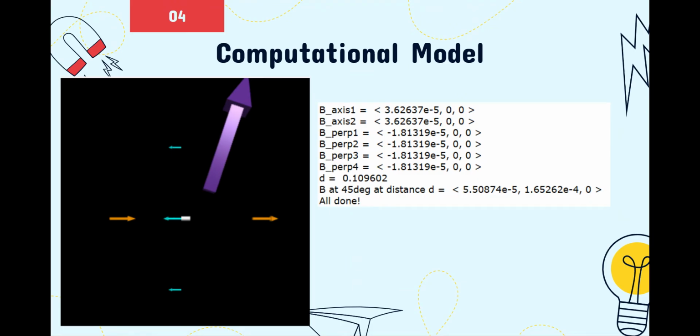Okay, so here are our results. The on-axis field came out to 3.63 times 10 to the negative 5 Tesla, in the x direction at a distance of 0.2 meters. The perpendicular field was negative 1.81 times 10 to the negative 5, which is exactly half the on-axis value, consistent with the dipole formula. The computed field at 45 degrees had a magnitude around 1.74 times 10 to the negative 4 Tesla.